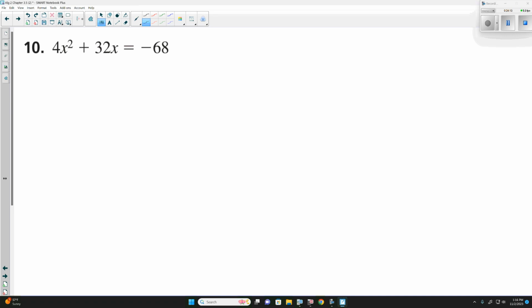So is a equal to 1? No, so we need to make it so by dividing everything by 4. Now we don't necessarily have to get it equal to 0, but we can if we want to before we do this, or we can do this here. Because 4x squared divided by 4 is x squared, plus 2x equals -17. So we divide each one of them by 4.